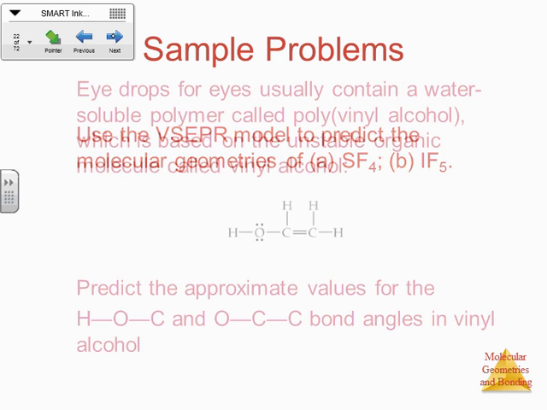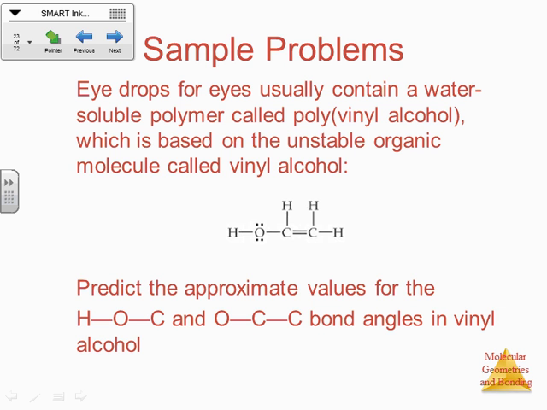All right. So this one we're just looking at the way that this is written, and we're predicting the angles here. They want the HOC angle, so this one right here. So oxygen is our central atom there, and the OCC angle, so this is our central atom on that one. And we're predicting the bond angles there.